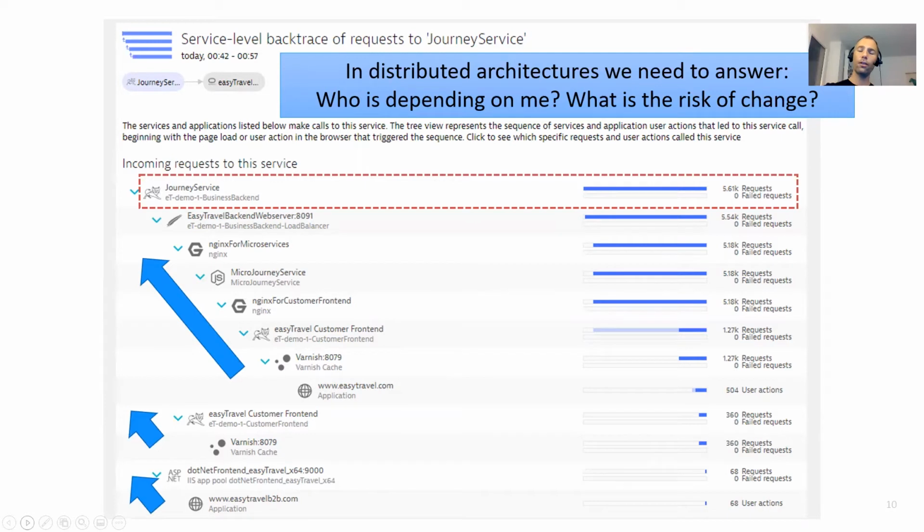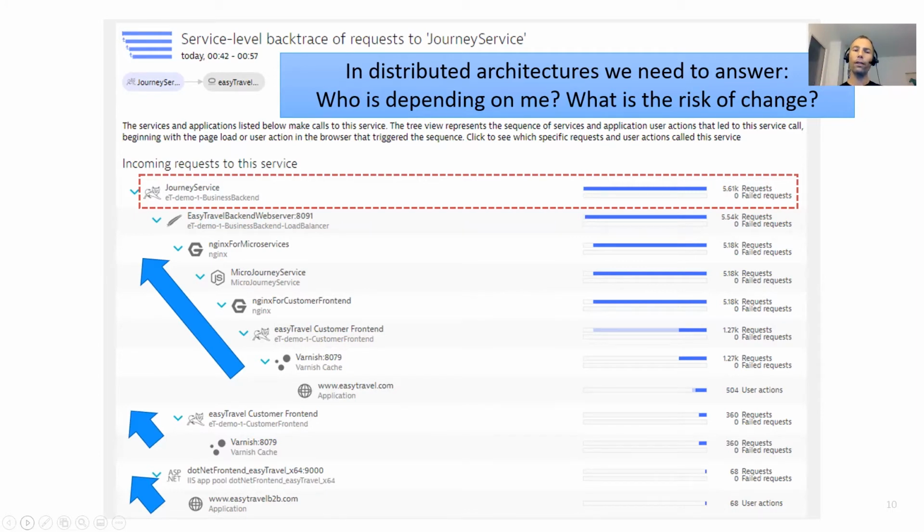And again, the screenshot here is what we call the backtrace at Dynatrace, but whatever distributed tracing technology you use, it is basically the reverse distributed trace, or the reverse view of a lot of distributed traces. In this case, I'm looking at 5,600 requests that are coming in on the journey service, and I basically see where these requests originate from. So that's always good to know. With distributed tracing, we have a wealth of information. We just need to look at the data in different ways so we can answer these very important questions: who is depending on me and what is the risk of change?